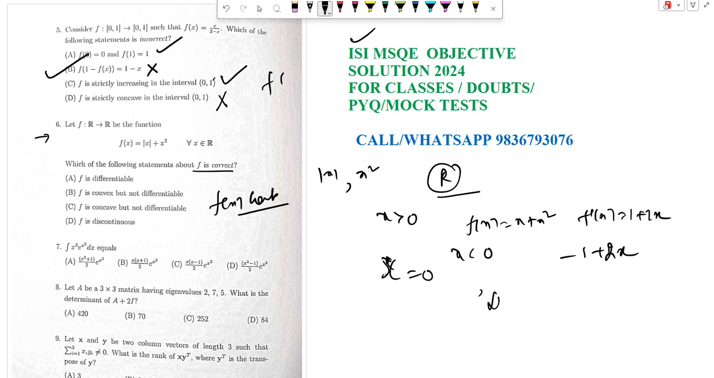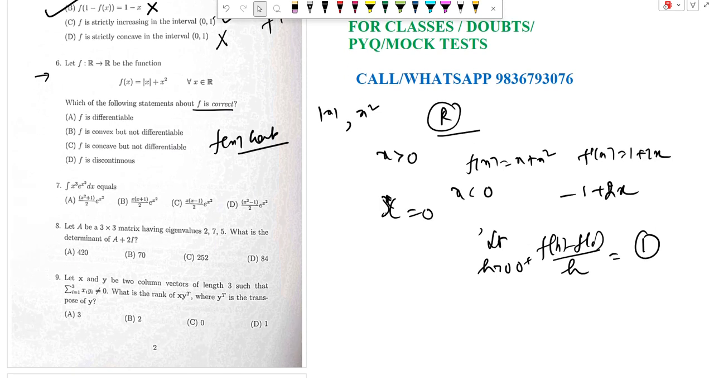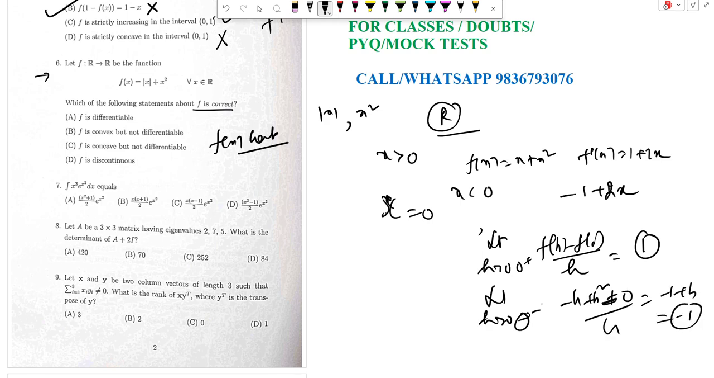The limit as h tends to 0 from the right of (f(h) minus f(0))/h is 1 plus h, so this is 1. In the other case, the limit as h tends to 0 from the left of (f(h) minus f(0))/h is (minus h plus h squared minus 0)/h, so minus 1 plus h, which is minus 1. So it is not differentiable at x equal to 0, hence not differentiable everywhere on R.